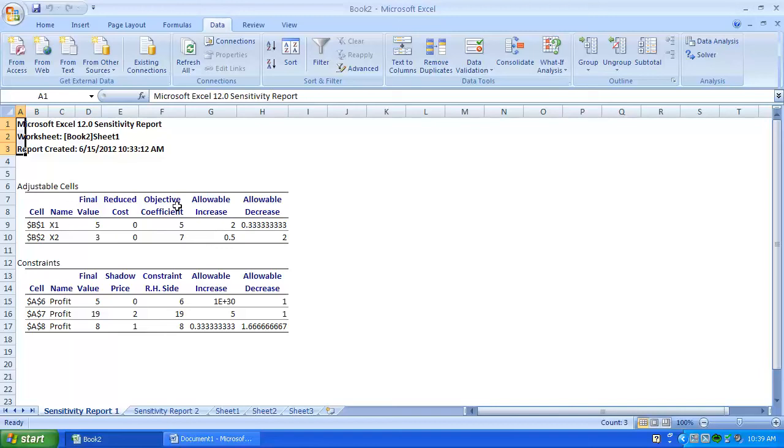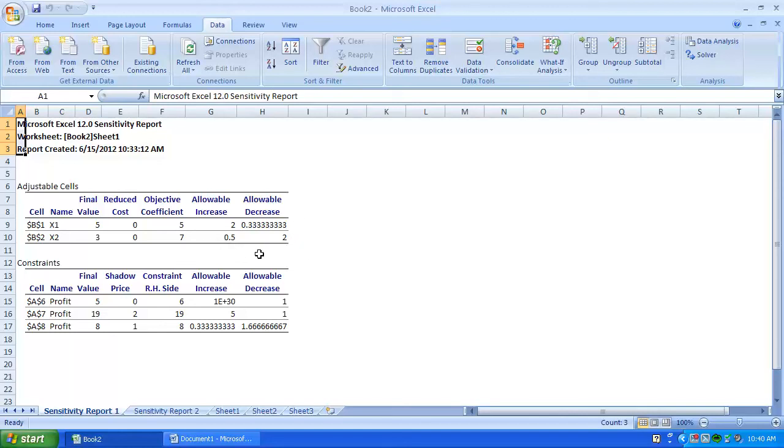Now what this means is, as long as that 5 is between a 4.67 and a 7, then the solution, the 5 and the 3, will stay the same. Where did I come up with 4.67? Well, the allowable decrease to that 5 is 0.333. So if you decrease 5 by 0.333, you've got 4.67. And the allowable increase is 2. So if you add 2 to this, you've got 7. Now if you look at the 7, the allowable increase is 0.5, so you could go all the way to 7.5. The allowable decrease is 2, so you could go all the way down to 5.